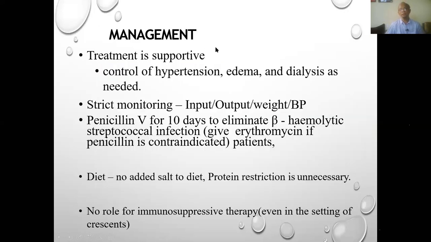Now comes the management of acute post-streptococcal glomerulonephritis. Actually, the main management is supportive. That is, you control the hypertension. If there is edema, you will give diuretics. If the patient is hypertensive, you will give antihypertensives, and dialysis if needed. If there are acute features of azotemia, then you will advise dialysis.